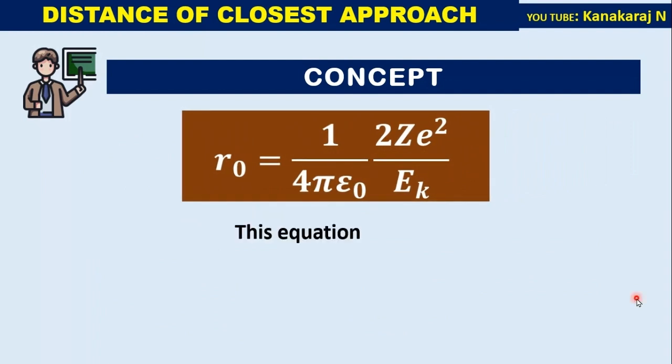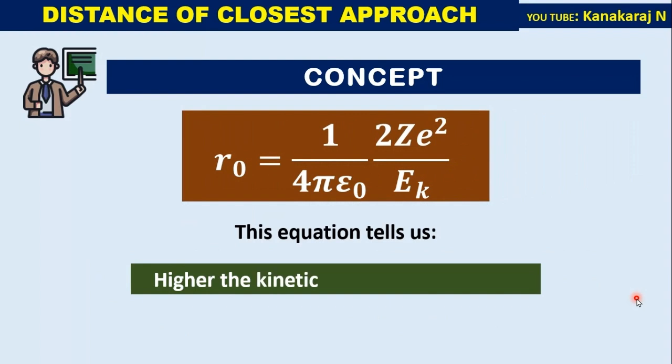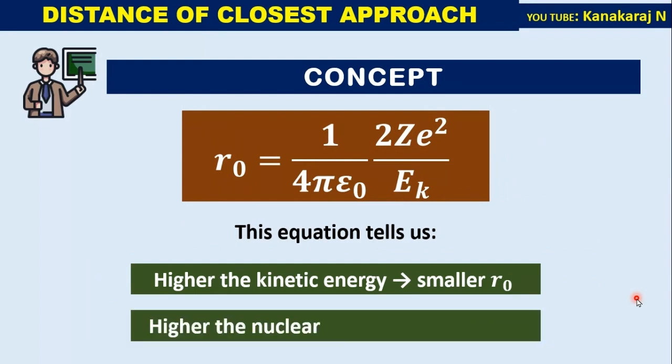This equation tells us that the higher the kinetic energy, the smaller the distance of closest approach R0. The higher the nuclear charge Z, the larger the distance of closest approach R0.